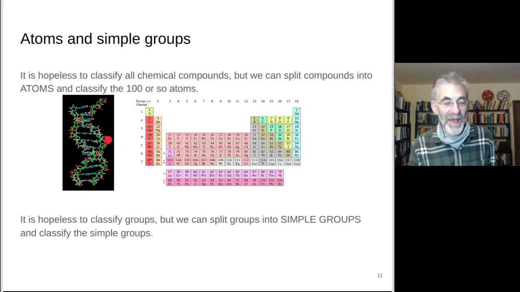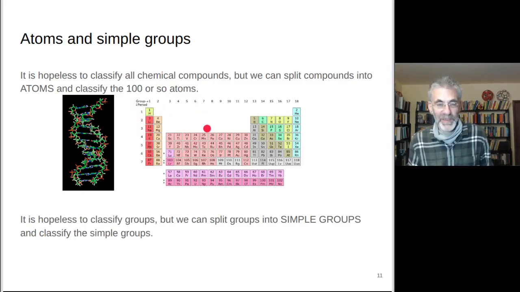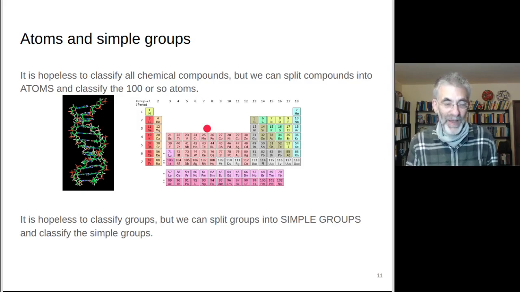On the other hand, every chemical compound is built up of 100 or so atoms, and with a certain amount of effort, you can classify and find all possible atoms, and you get the periodic table. So the relation between groups and simple groups is like the relation between chemical compounds and atoms. Every group can be built out of simple groups in a possibly rather complicated way, analogous to the way that every compound can be built out of atoms.